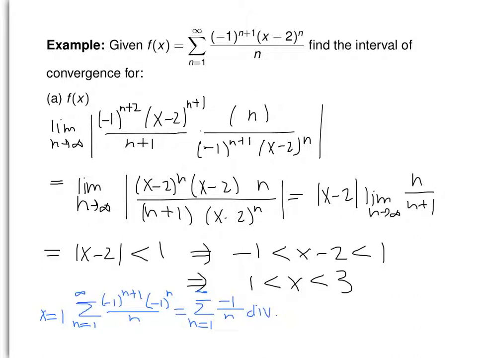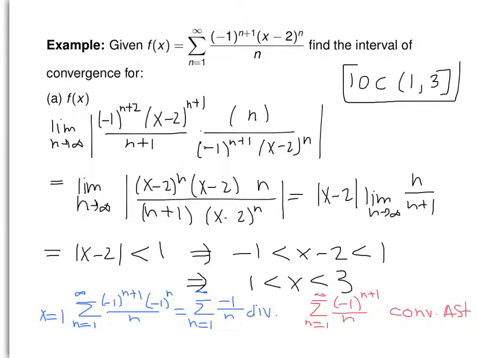And then when you plug in x equals 3, we have the sum from n equals 1 to infinity, (-1)^(n+1) over n, and this converges by the AST. So in this case, my interval of convergence is not including 1, but includes 3.